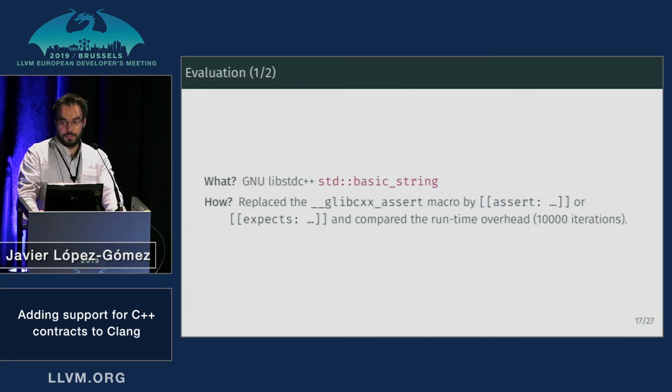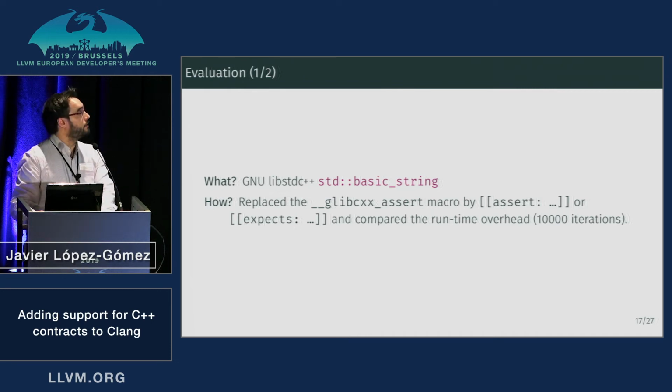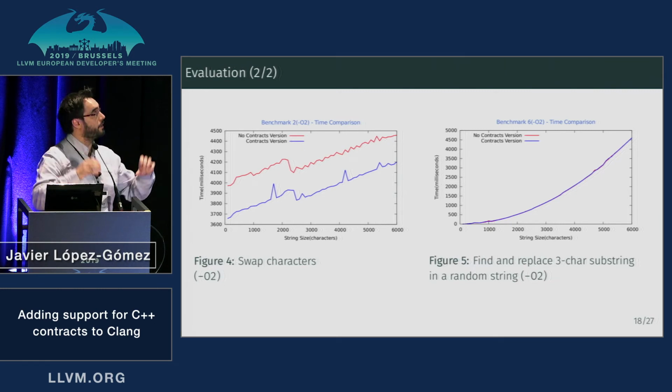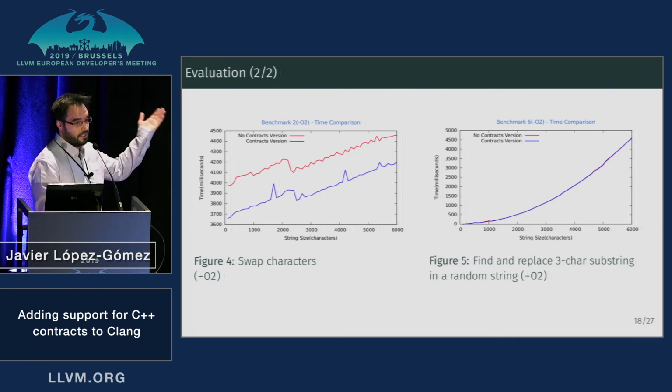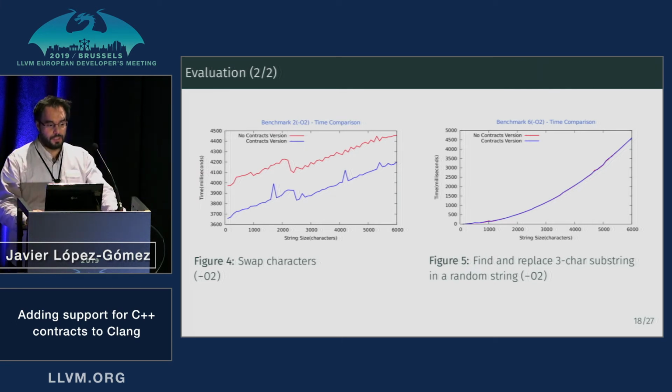So we evaluated this by annotating the basic string class of the GNU standard library, and we replaced their assertion macros with our contracts, and this is what we got. When using the square brackets operator, we got somewhere from 5 to 10% improvement in runtime. And for something which is compute bound, we get almost the same. So there is no penalty on using it.